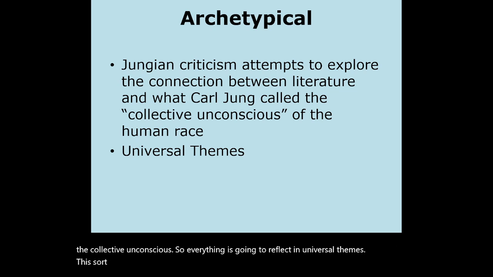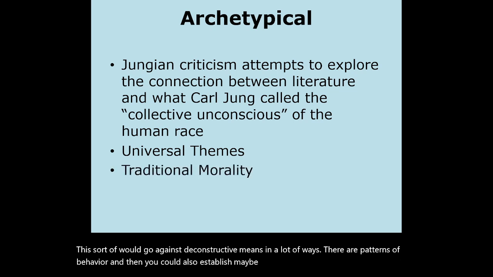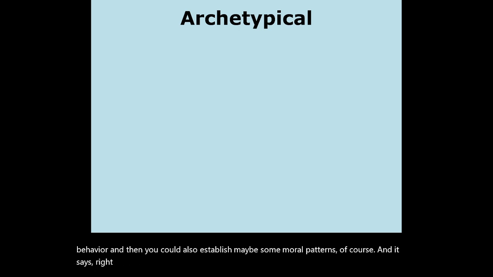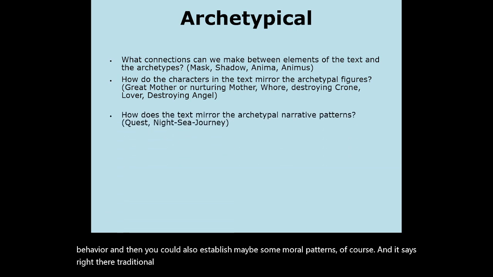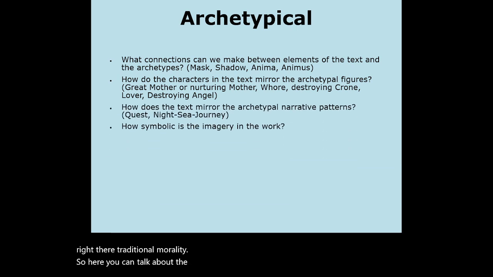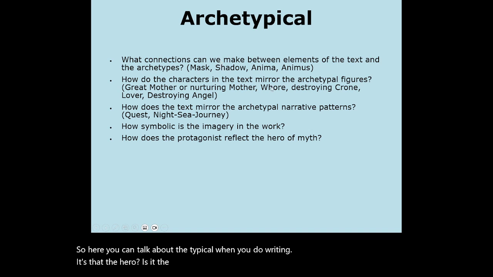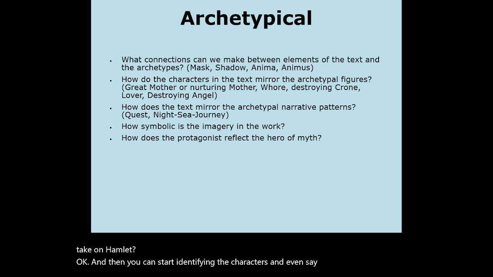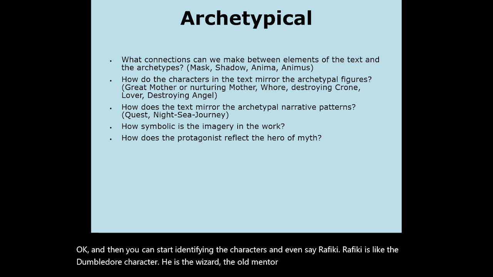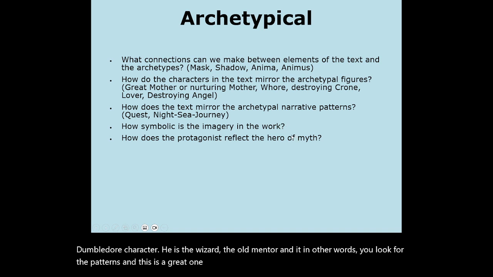This sort of would go against deconstructive means in a lot of ways. There are patterns of behavior, and then you could also establish maybe some moral patterns, of course, and it says right there, traditional morality. So here you can talk about the typical, when you do writing, is it the hero? Is it the shadow? You think about The Lion King, which is a take on Hamlet. Then you can start identifying the characters and even say Rafiki is like the Dumbledore character. He is the wizard, the old mentor. In other words, you look for the patterns. And this is a great one to again have in the toolbox.